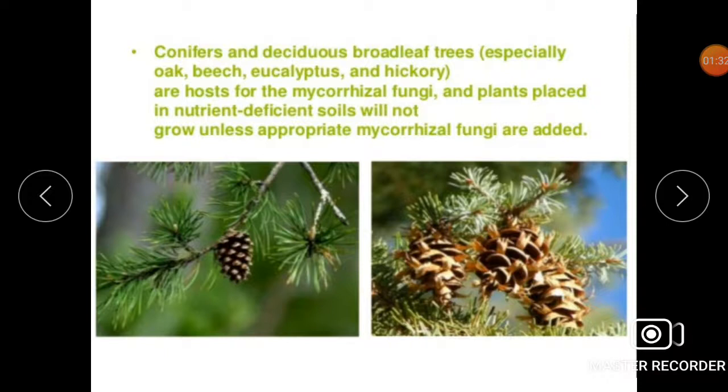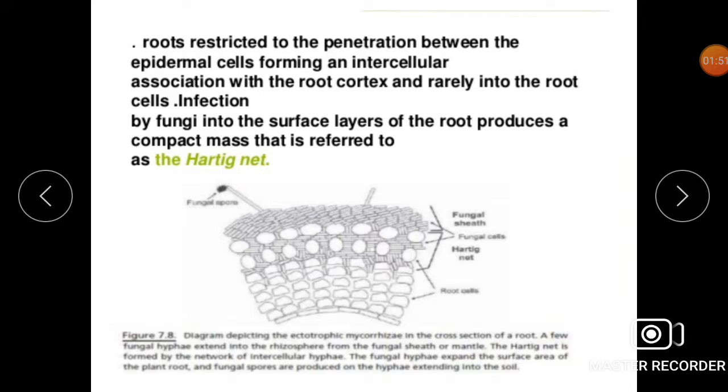Conifers and deciduous broadleaf trees, especially oak, beech, eucalyptus, and hickory, are hosts for the mycorrhizal fungi, and plants placed in nutrient deficient soil will not grow unless appropriate mycorrhizal fungi are added. The fungus is restricted to penetration between the epidermal cells, forming an intercellular association with the root cortex and rarely entering the root cells. Infection by fungi into the surface layers of the root produces a compact mass that is referred to as the Hartig net.